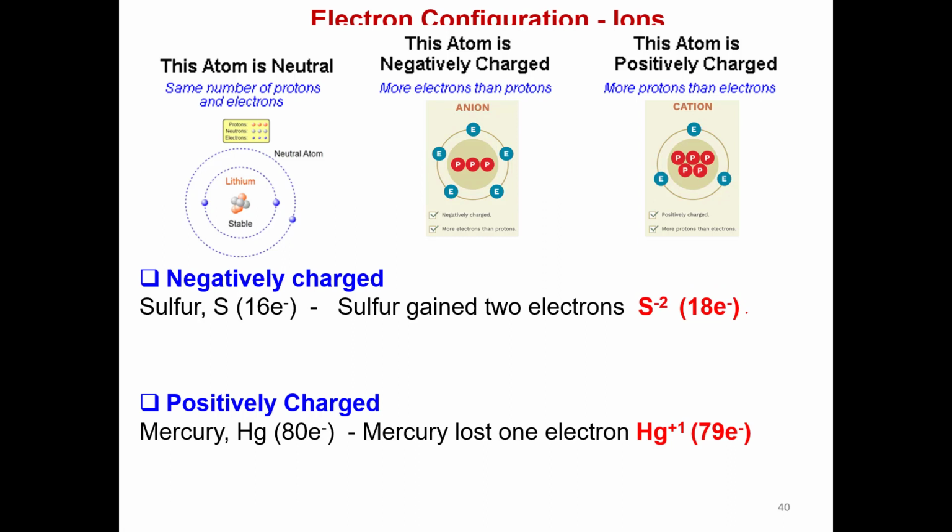Then if we want to write the electronic configuration of this ion, we need to write it based on 18 electrons, not 16 electrons, because we want to write the electronic configuration for the ion. Then let's write this one.